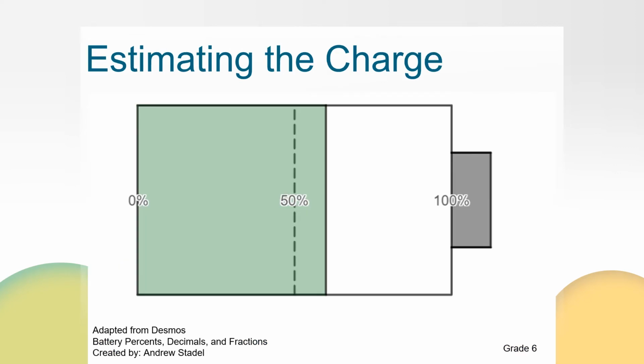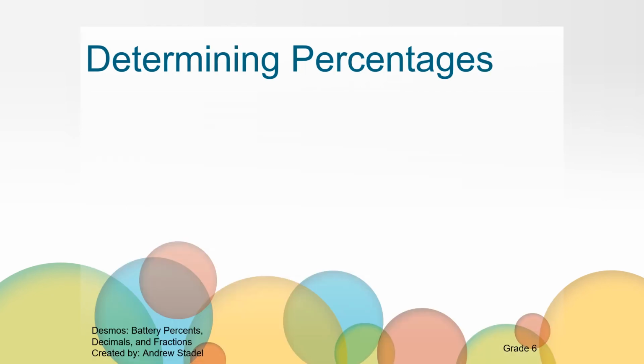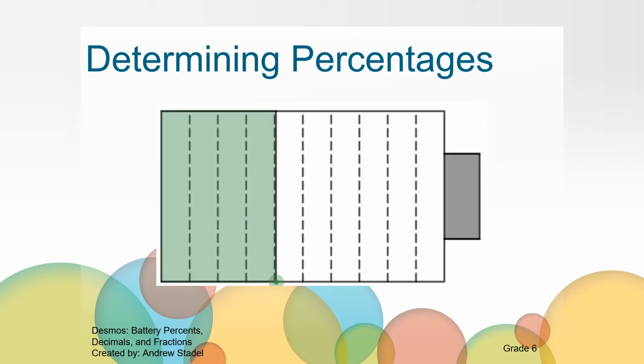You might have noticed that the battery is a little bit more than 50% charged. A reasonable estimate might be 10% more than 50% of the way charged, so you could estimate that it is approximately 60% charged. What percent of this battery is charged? I'll give you a little bit of time to think about this.